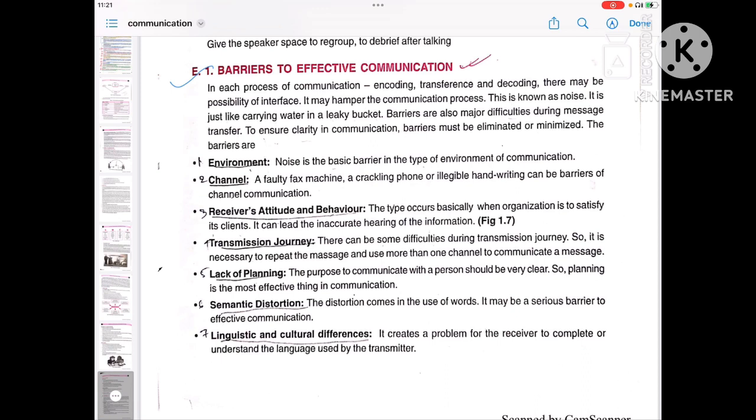In the process of communication, encoding, transference, and decoding, there may be the possibility of interference. It may hamper the communication process. This is known as noise. So we can call it noise. If noise comes, we couldn't hear the communication properly. We couldn't understand what they're saying. It is just like carrying water in a leaky bucket.